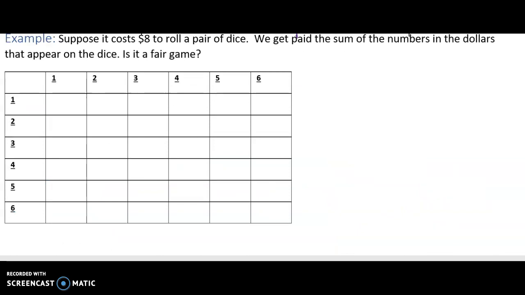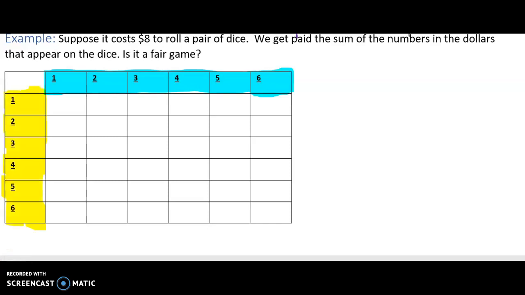For our next example, it says, suppose it costs $8 to roll a pair of dice. We get paid the sum of the numbers in dollars that appear on the dice. Is this a fair game? You need to think of the dice as 2 distinct different dice. So let's call one blue, the other yellow. Now we can fill in our table with the sums.